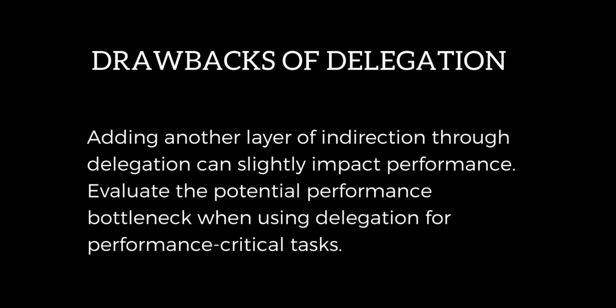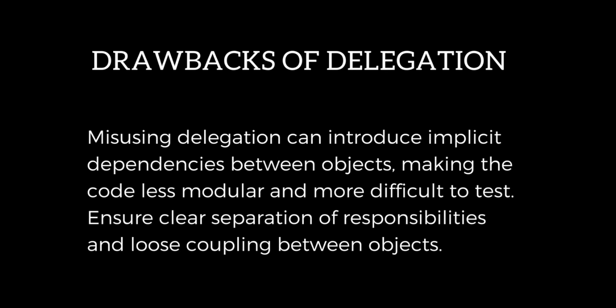Another drawback of using delegation is that it adds another layer of indirection, and that can slightly impact the performance of your application, okay? Make sure that you evaluate the potential performance bottlenecks involved when using delegation for performance critical tasks. Misusing delegation can also introduce implicit dependencies between objects, making the code less modular and more difficult to test. Ensure there is a clear separation of responsibility and loose coupling between your objects when you are implementing delegation.